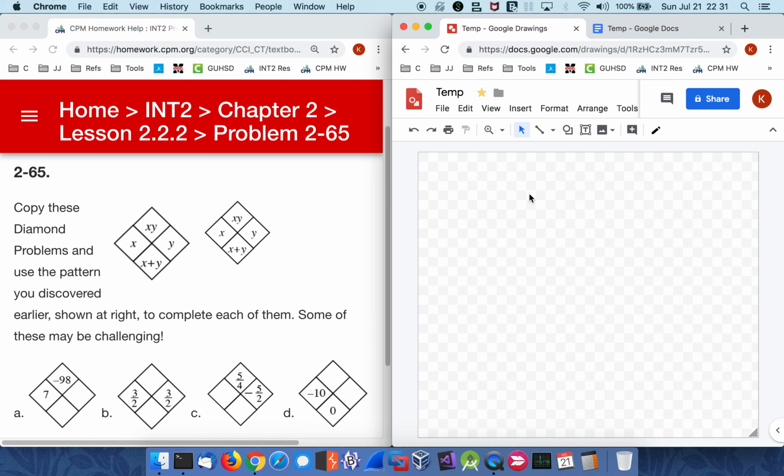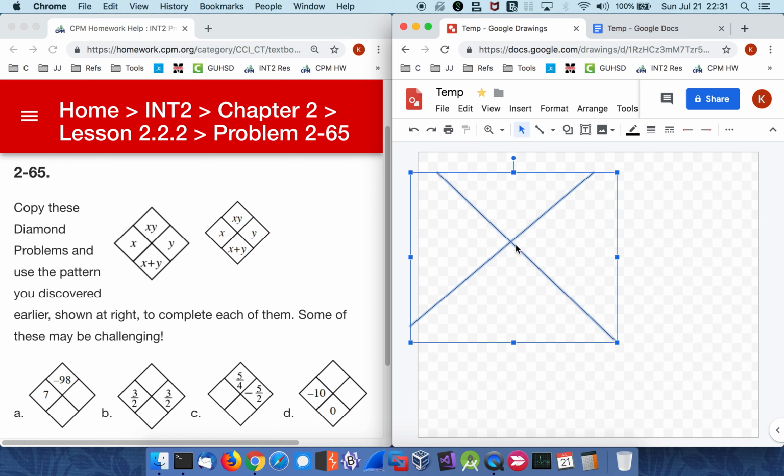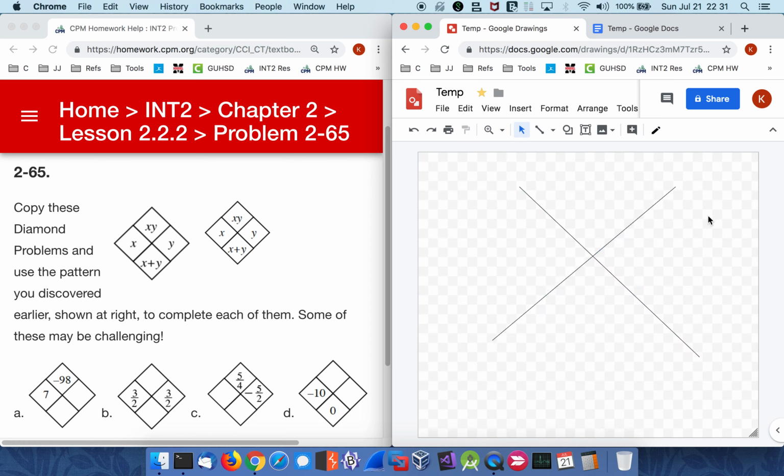So let me, how should I do this? Let's draw this one out. And then let's move that over there. So for A, what do we got here? We got negative 98 up here. We got 7 over here. And I guess we're going to have negative 14 over here, right? And then what are we going to do? We want to add these together, and so we're going to get negative 7. Other than that division part, the rest was pretty straightforward. So that's the first one.